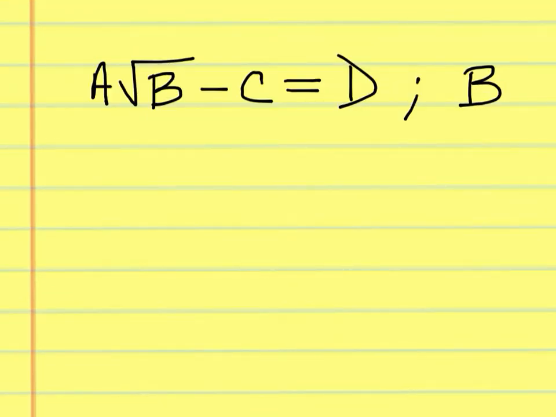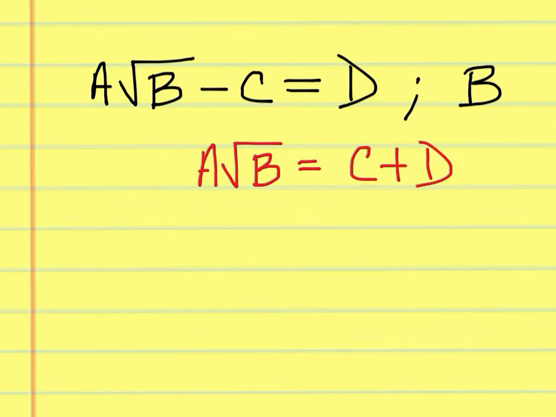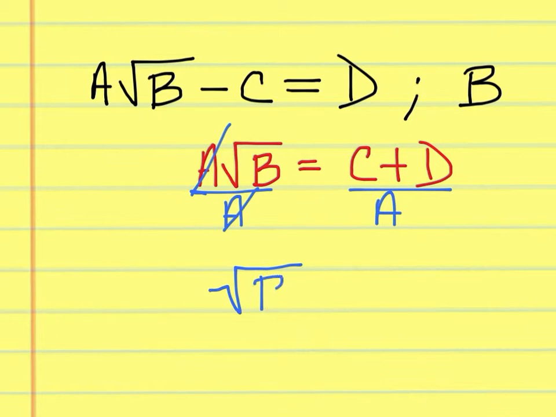We need b by itself, so let's move minus c to the right side and make it plus c. We can make it c plus d. Divide both sides by a. The a's cancel out, and you're left with the square root of b equals c plus d over a.